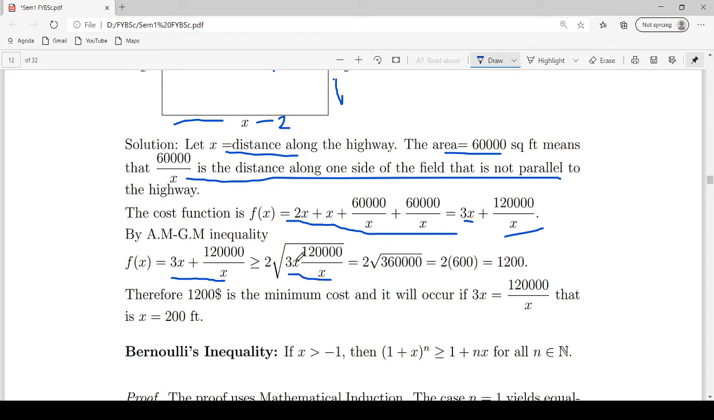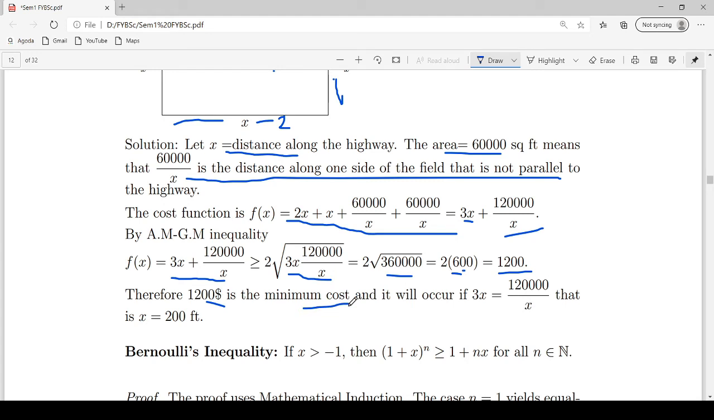From here you can cancel x and x. 1,20,000 into 3 will be 3,60,000, and the square root of 3,60,000 is equal to 600. So you will have f of x is greater than or equal to 2 into 600, which is equal to 1,200. So f of x, that is your cost function, is always greater than or equal to 1,200. That means 1,200 is the minimum cost that a farmer has to bear.